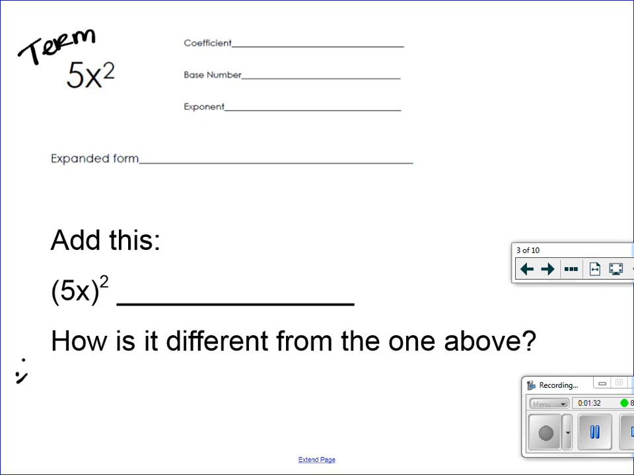Anyone know what the coefficient is for that term? 5. The coefficient is 5. Do you know what makes something a coefficient? It's in front, it's in a term, it's in front of a variable.